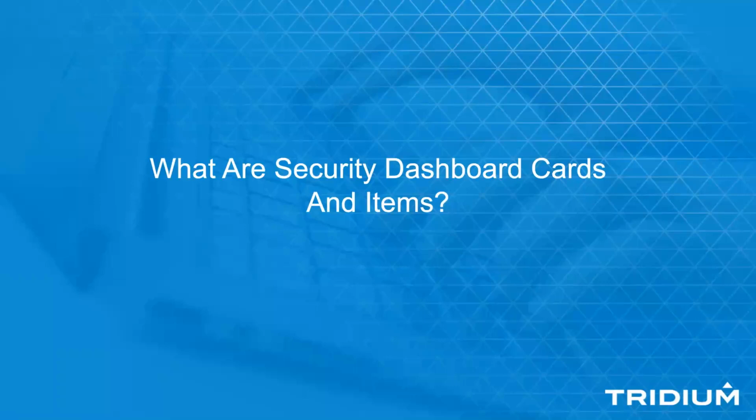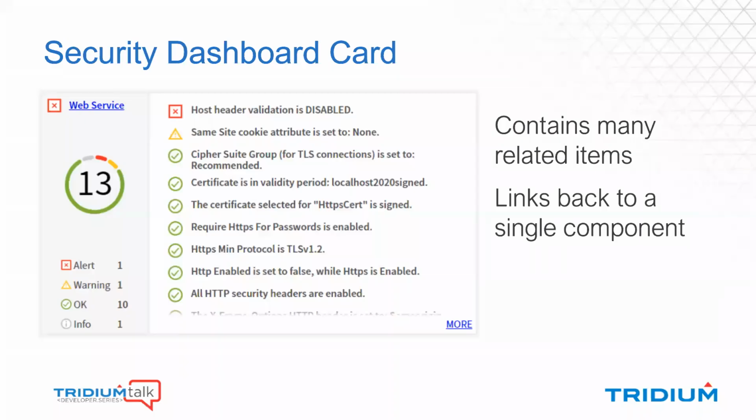I'm just going to take a quick moment to discuss some of the terminology that I've been using, cards and items. So this is a card, and it's just one of the rectangles on the dashboard, and it's made up of related items, and it links back to a single location, in this case, the web service. I went ahead and lowered some of the security settings so that we could see some variety on the card, but normally you would want everything to be all green check marks.